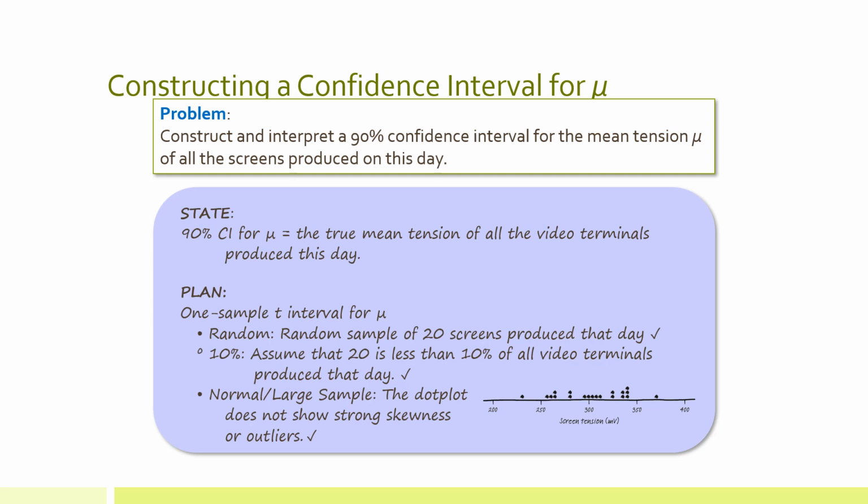So the dot plot doesn't show any strong skew or outliers. You might look at this and say, well, I don't see a peak in the center. Of course not. These drawings are not going to be perfect. They're meant to make it really obvious if the data are strongly skewed or there is an outlier. So for the most part, this should be okay, but if you see something really weird, it's going to be very obvious that it violates a condition. Okay, so we're good for the State and we're good for the Plan.